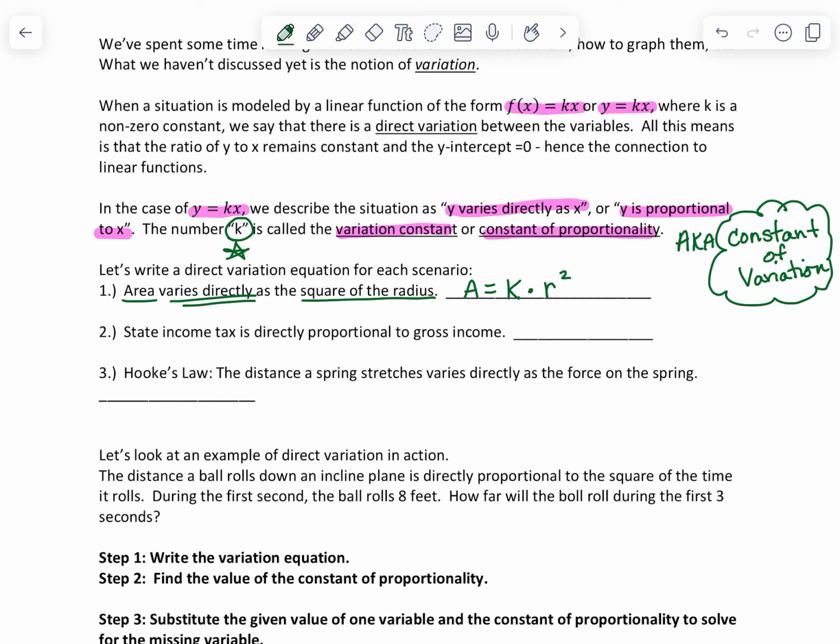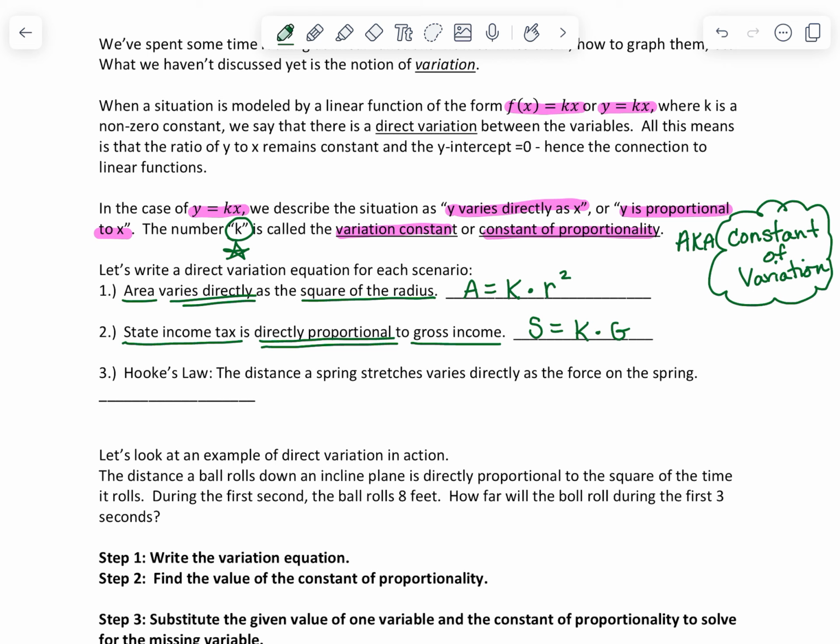Let's try another one. State income tax is directly proportional to gross income. So let's start with state income tax. Let's call that S equals, now it's directly proportional, so we're going to have k times gross income, maybe we'll call that G. S equals k times G would be the variation equation for this scenario.